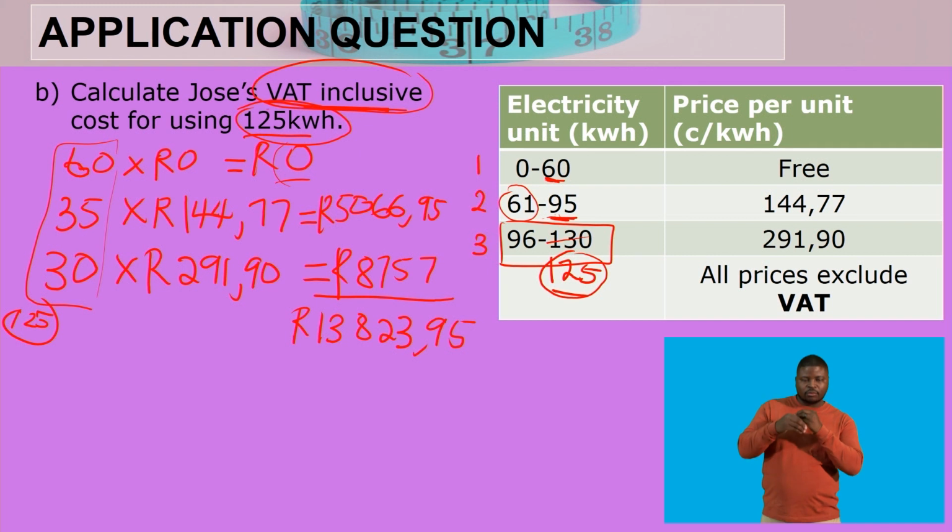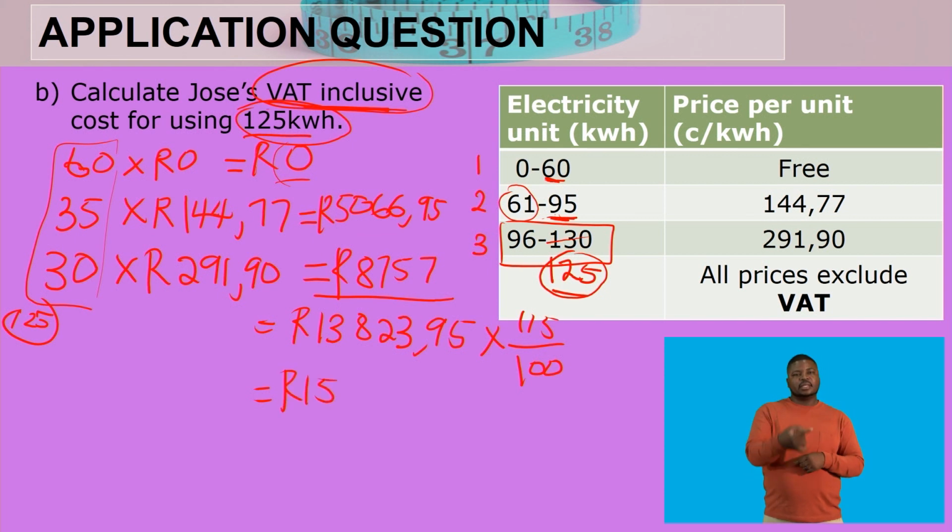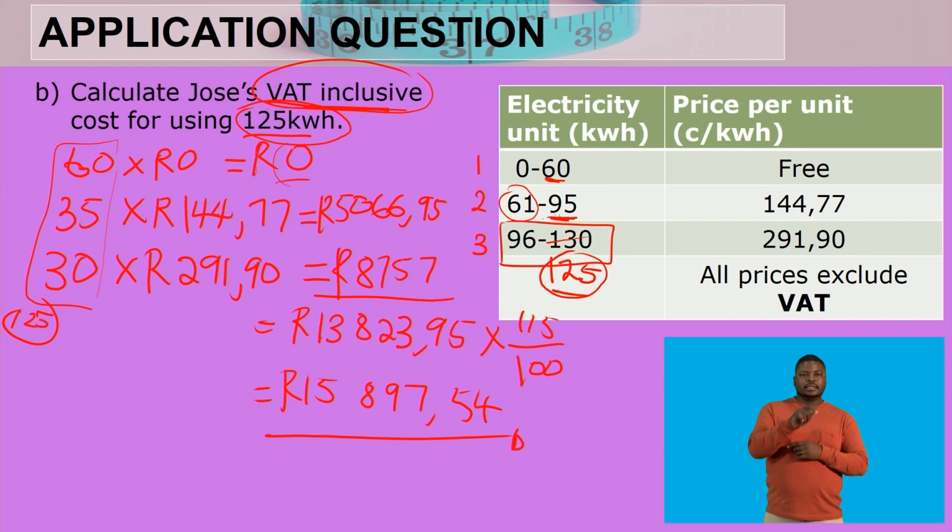The question requested us to calculate the VAT inclusive amount. When we add VAT, there are obviously two methods. We're going to use the one where we multiply by 115 over 100, which gives us the value of 15,897 rand 54 cents. So this is the VAT inclusive amount that Jose will pay for using 125 kilowatt hour units.